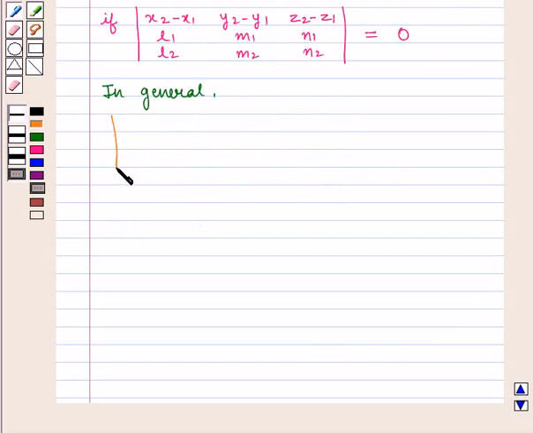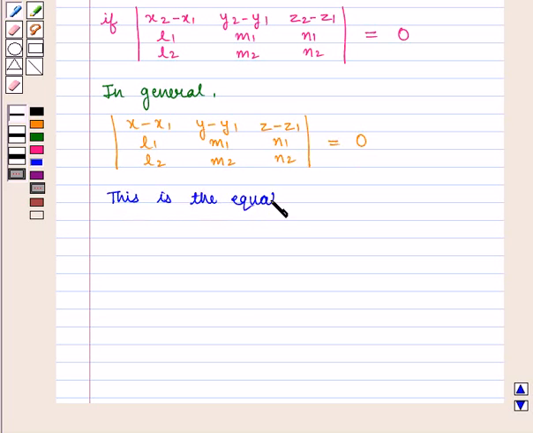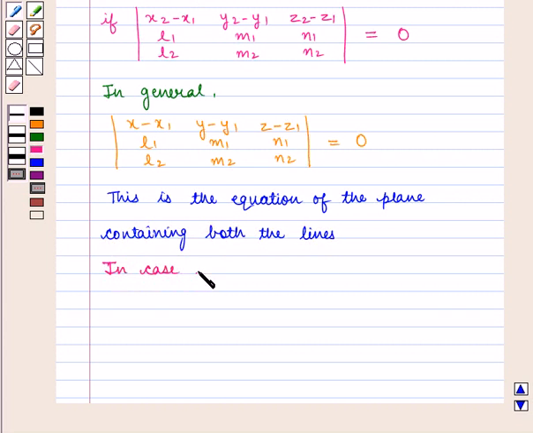In general, we can write it as the determinant containing elements x minus x1 L1 L2, y minus y1 M1 M2, z minus z1 N1 N2 is equal to 0, and this is the equation of the plane containing both the lines in case the lines are coplanar.